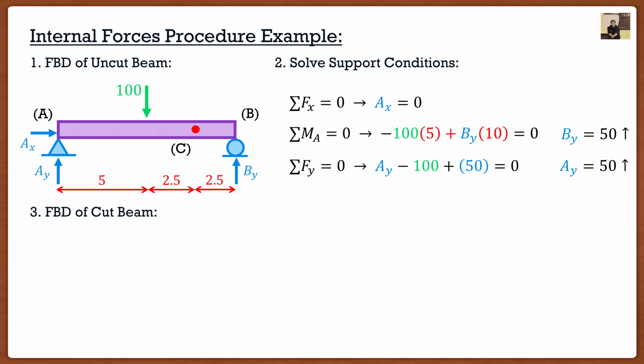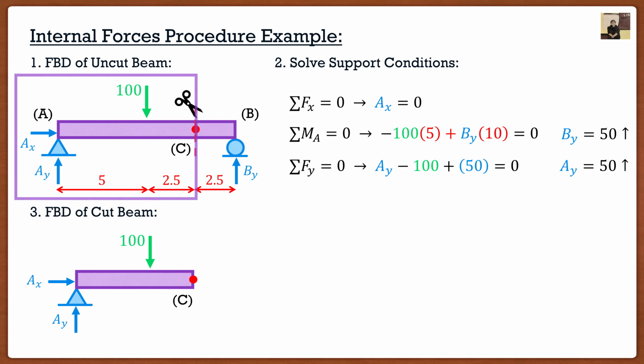So the first step, of course, is to draw a free body diagram of our cut beam. In this particular case, we know we want the internal forces at C, so I'm going to go snip, snip at C. And for this particular case, I'm going to analyze the left-hand side. You guys can analyze whatever side you want. It's going to be the same answer.